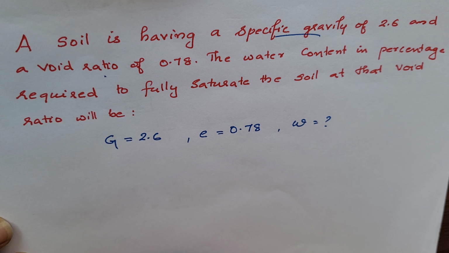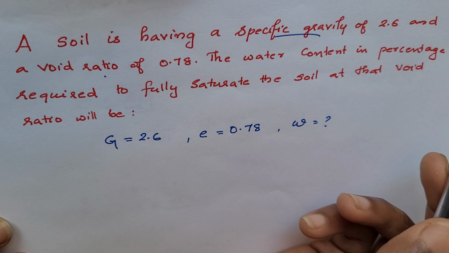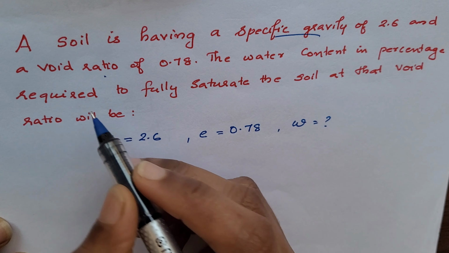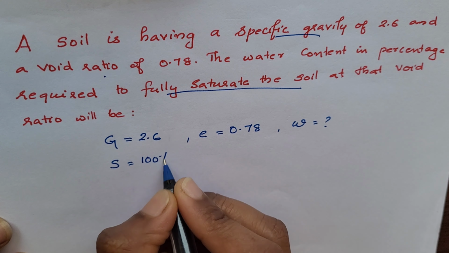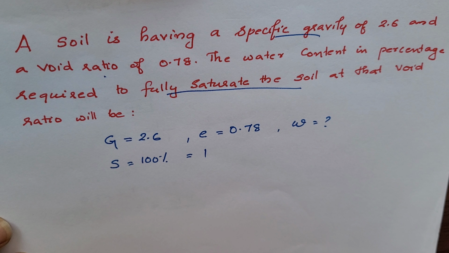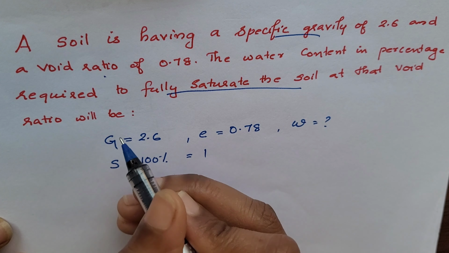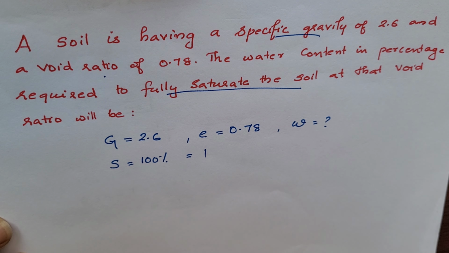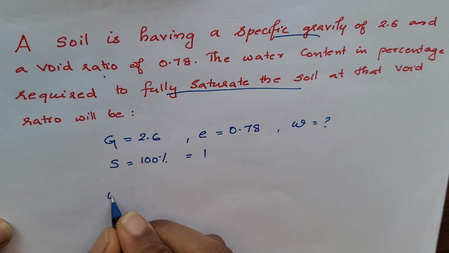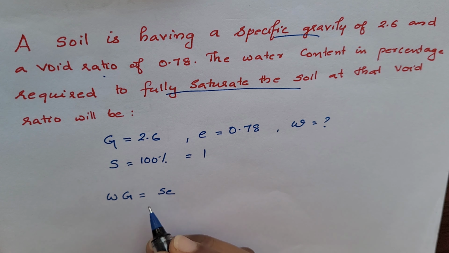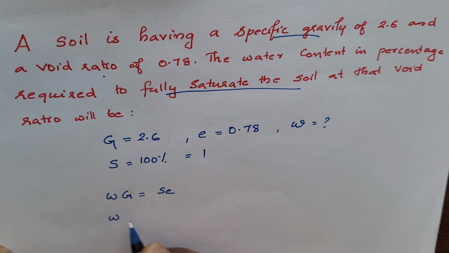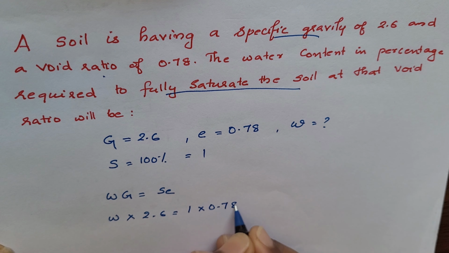And it is also given that the water content in percentage is required to fully saturate the soil. That means degree of saturation is 100%, that is equal to 1. So by knowing e, S, G, we have to find out w, by the equation wG is equal to Se. Here we know the value of all except w. w into 2.6 is equal to 1 into 0.78. On solving, we get w as 0.3.